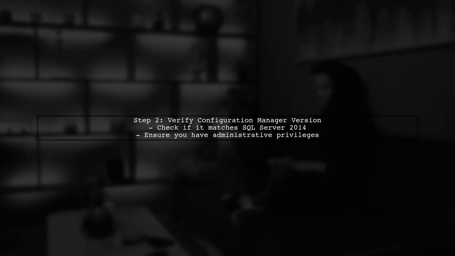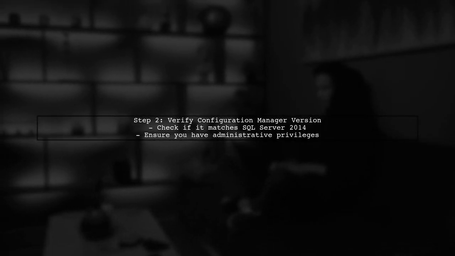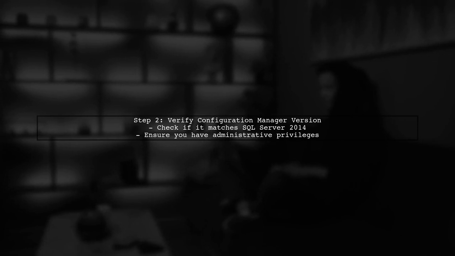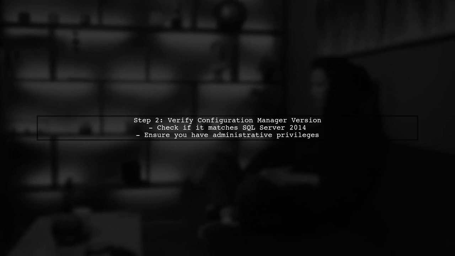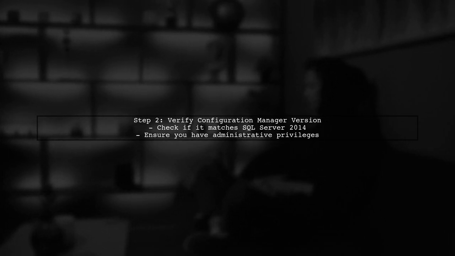To enable your SQL Server instance for network use, we first need to check the SQL Server Configuration Manager. This tool allows us to manage the server's network settings. If the Configuration Manager appears blank, it could be due to a few reasons. First, ensure that you are running the correct version of the Configuration Manager that matches your SQL Server instance.